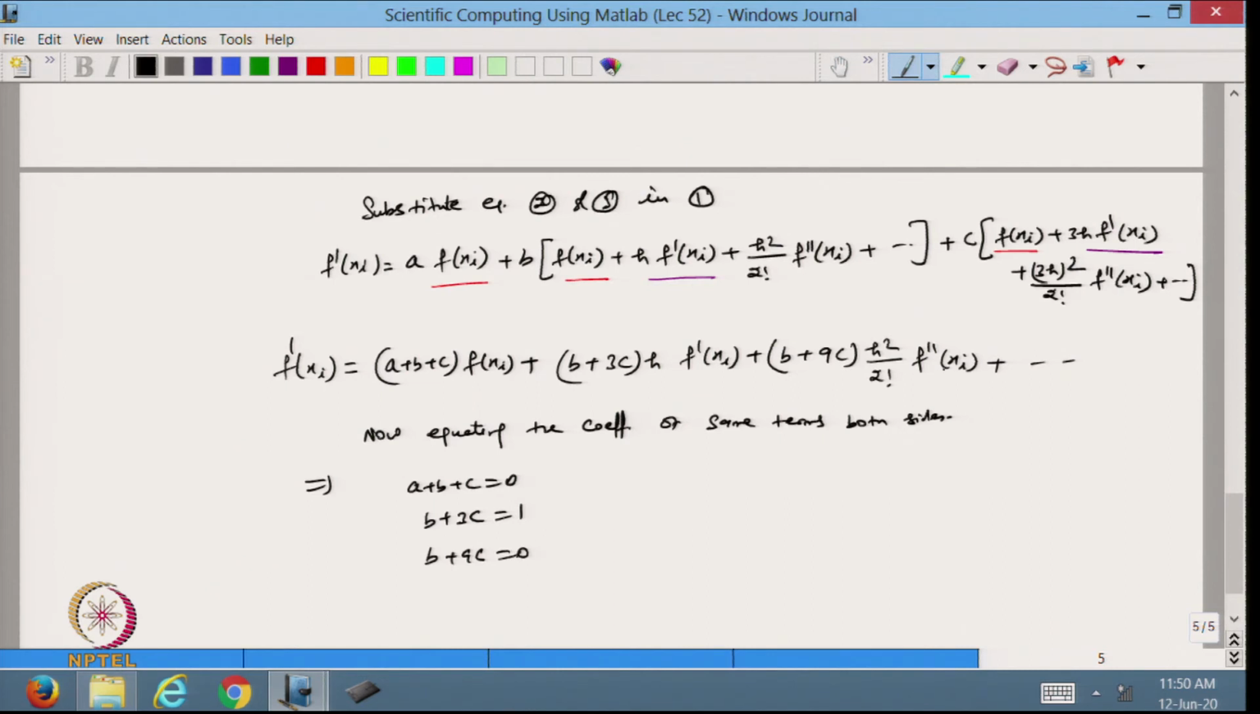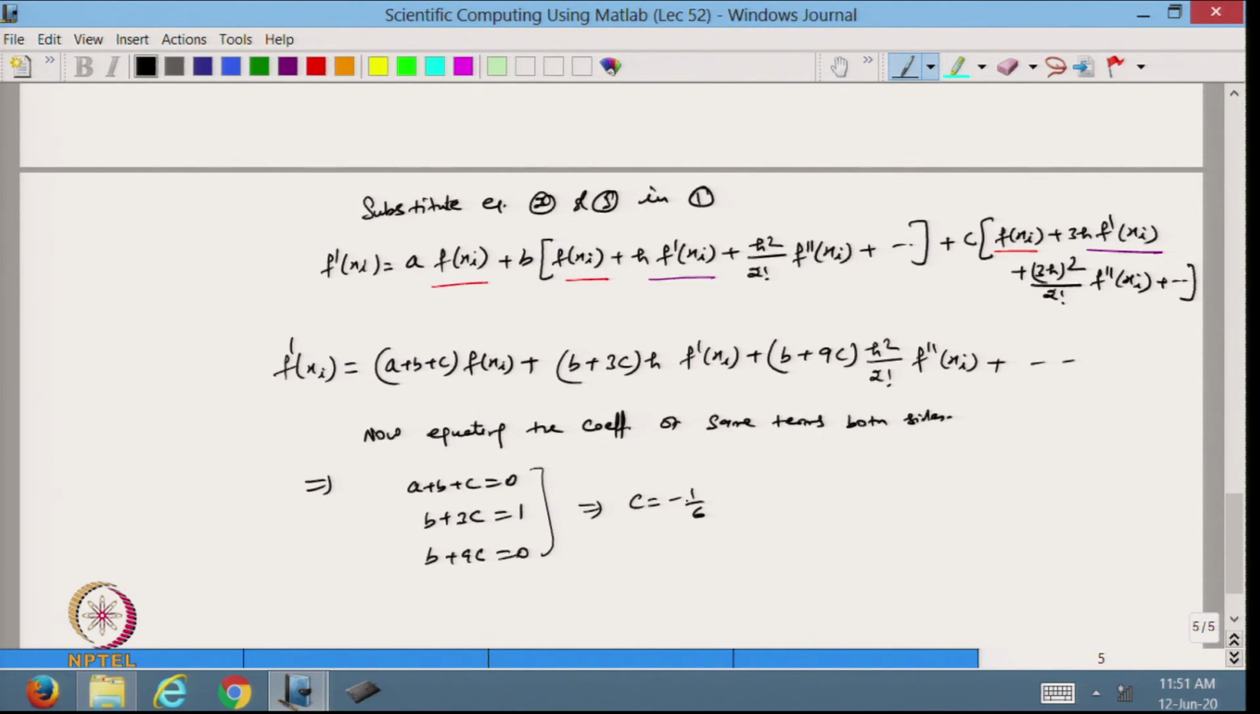The terms corresponding to h square f double dash, the coefficient will be 0. This is the coefficient that will be 1. So I need these 3 equations. If you solve these 3 equations, from these 2 equations I will subtract, so I will get c is equal to minus 1 by 6.